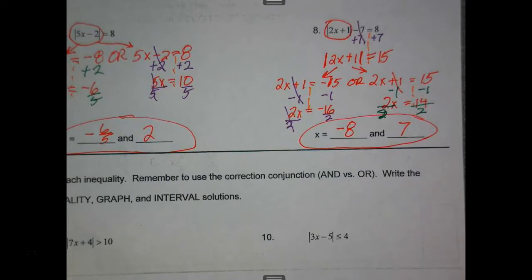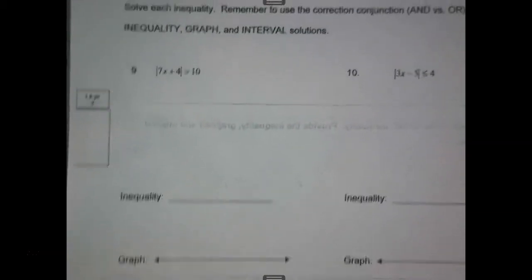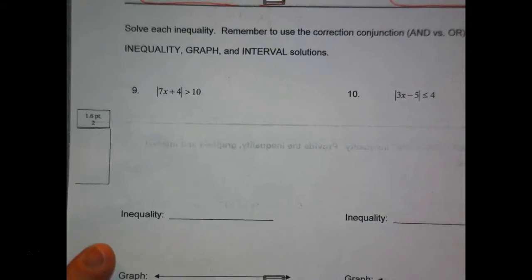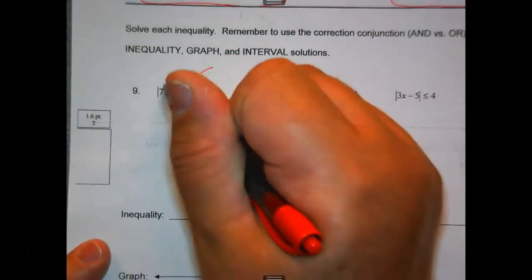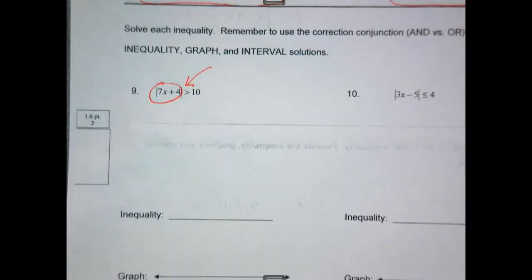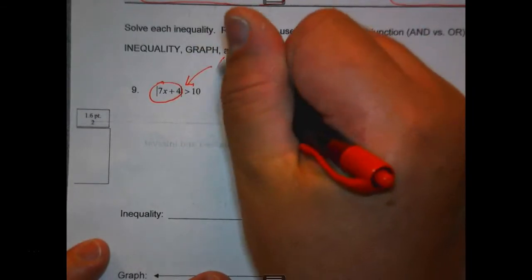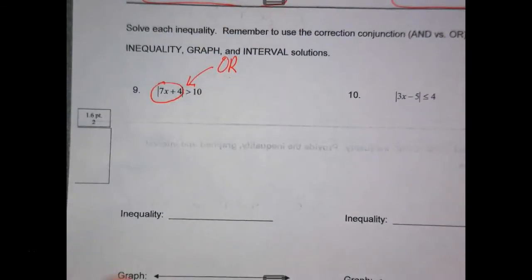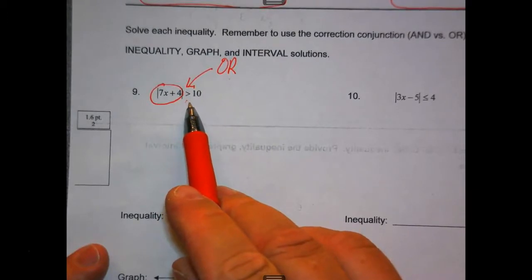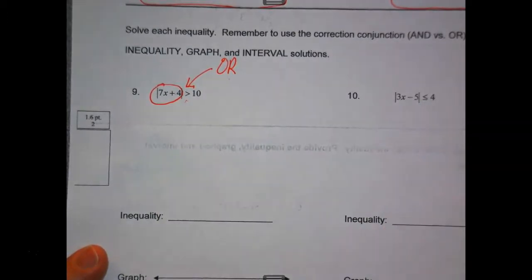Now, let's look at some of these inequalities. Number 9. First of all, my absolute value is isolated. So I determine at that point whether it is an and or an or problem. It's an or problem, because it's greater than. If it was less than, like this one, it would be an and problem.